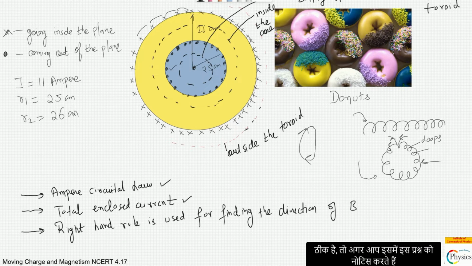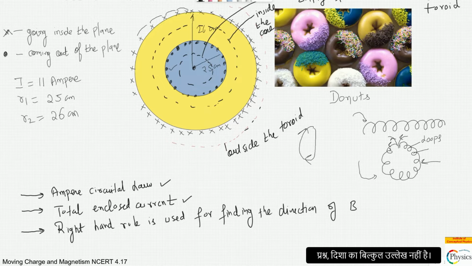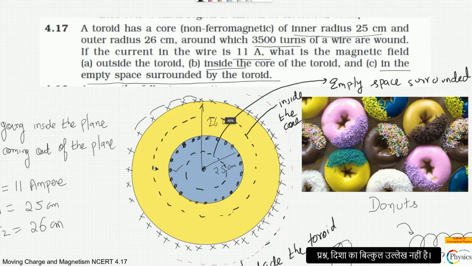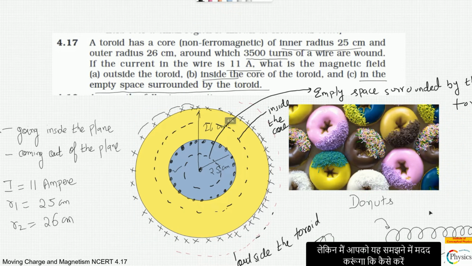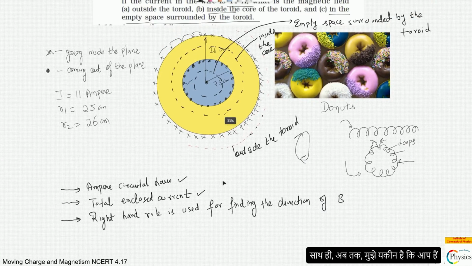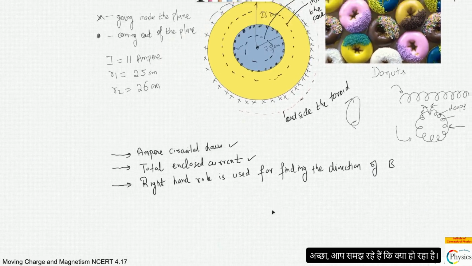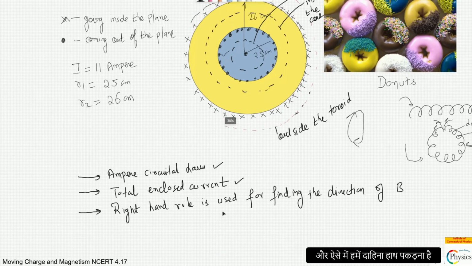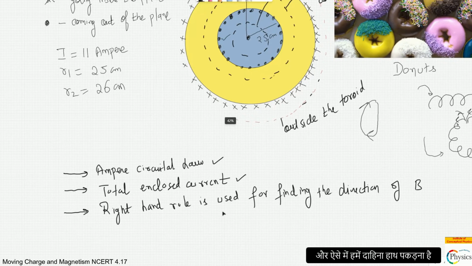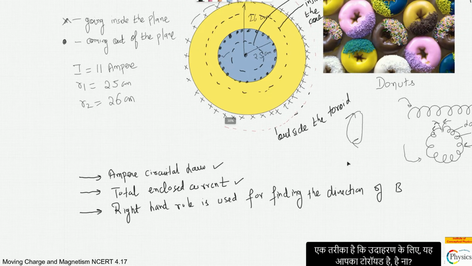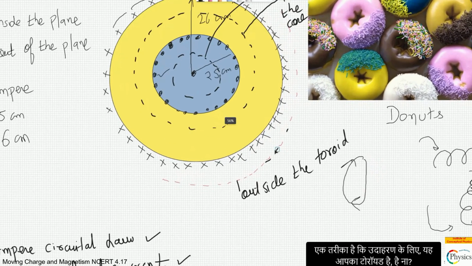If you notice this question, there is absolutely no mention of the direction. They just want us to calculate the magnitude, but I will help you understand how to find the direction of the magnetic field also. So far, I am sure you're good. You understand what's happening. We always worry about the total enclosed current, and we have to hold the right hand in such a way that, for example, this is your toroid.